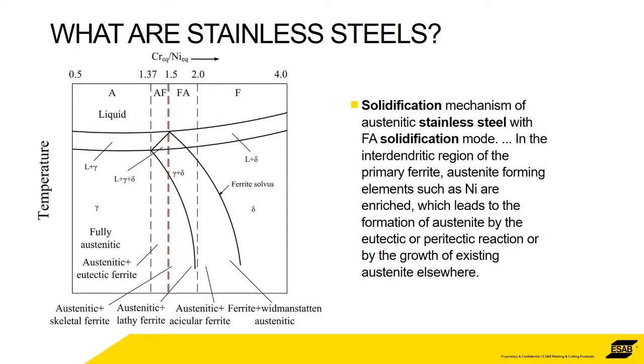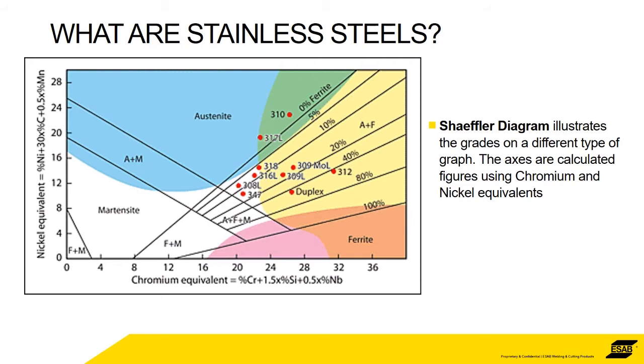But in terms of these diagrams that get a little bit scary, you can see the definition of them: a solidification mechanism of austenitic stainless steel with ferritic-austenitic solidification mode in the interdendritic region of the primary ferrite, blah, blah, blah. Austenite forming elements. So depending on the chromium and nickel content, along with some other alloys, determines the amount of austenite and the amount of ferrite that's formed from the liquid phase when it cools down to get into the solid. To illustrate it in more simple terms, we use the Schaeffler diagram. This is good because it actually defines what a chromium equivalent number is and what a nickel equivalent number is. So from lots and lots of empirical testing over the years, these phenomena have been discovered.